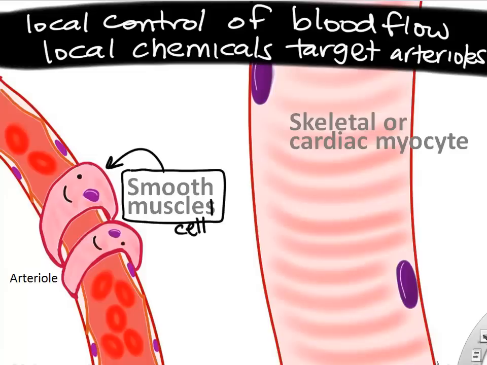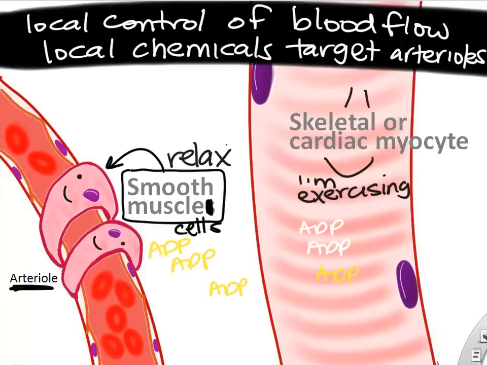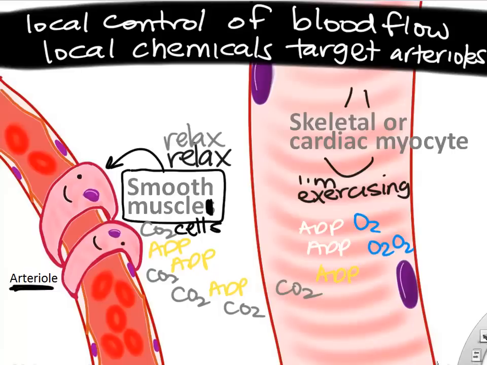So again, we're going to target the smooth muscle cells of our arterioles locally, and let's say you have an exercising cardiac myocyte. When they break down ATP, one of the byproducts is ADP. ADP can actually cause smooth muscle cells of the little arterioles locally to relax. So can CO2, as well as low oxygen levels. Other things like hydrogen ions as well.